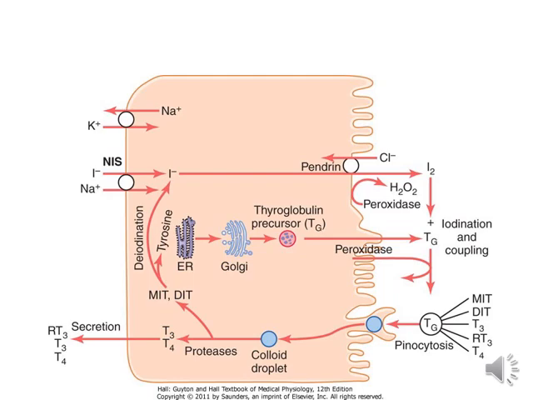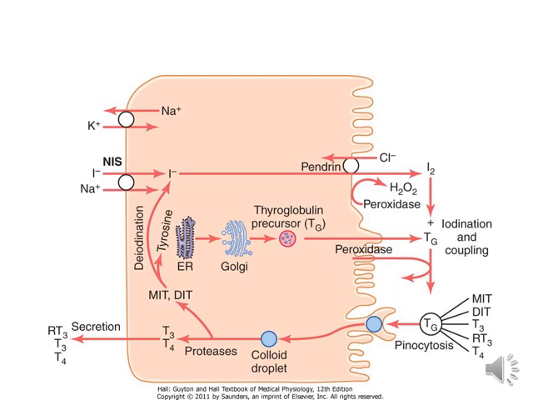At the end of this stage, which we call organification, and TPO is necessary for organification, we have a big molecule of thyroglobulin. Some of the tyrosines are free without attaching to iodide. Some of them are in the form of MIT or DIT.